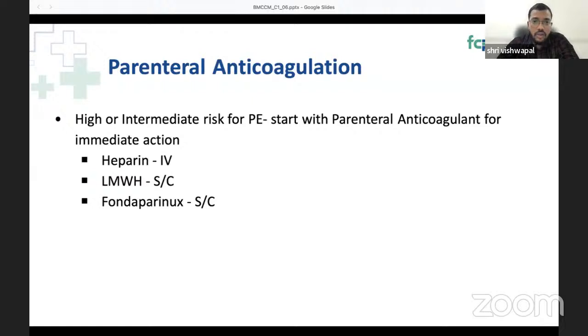The parenteral anticoagulants include heparin, low molecular weight heparin, and fondaparinux. Heparin is given through IV, and low molecular weight heparin and fondaparinux are given through the subcutaneous route. For high or intermediate risk pulmonary embolism, we'll definitely start with a parenteral anticoagulant immediately. We don't take the risk of going with an oral anticoagulant because the parenteral has a faster action than the oral anticoagulant.